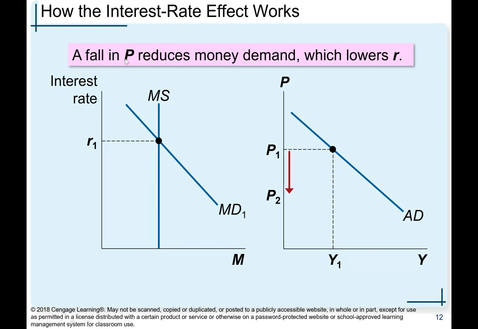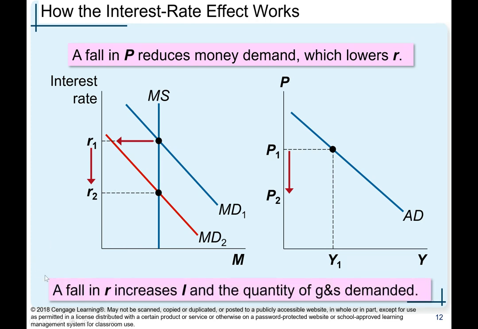A fall in price reduces money demand, which lowers the interest rate. So money demand shifts to the left, and as you can see, the interest rate declines. A fall in interest rate increases investment and the quantity of goods and services.